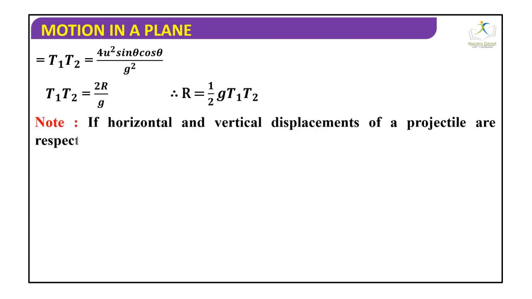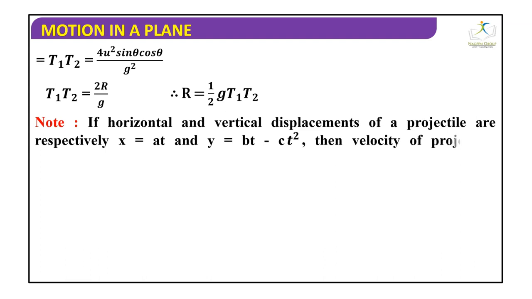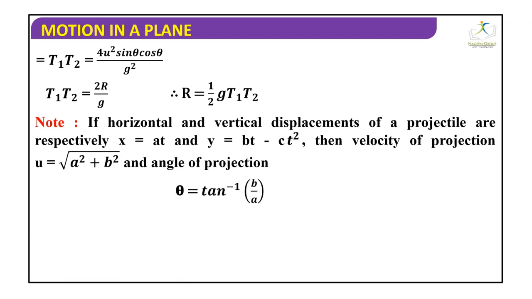Here the point which we have to note is that if the horizontal and vertical displacement of the projectile are respectively x equal to at and y equal to bt minus ct square, then the velocity of projection u is equal to under root of a square plus b square, and the angle of projection theta is equal to tan inverse b by a.